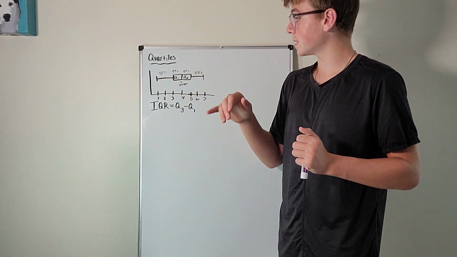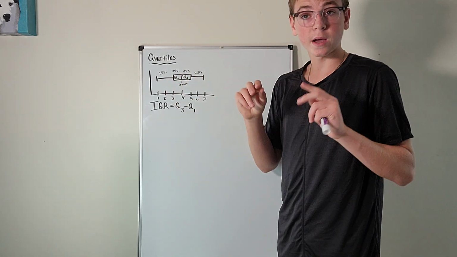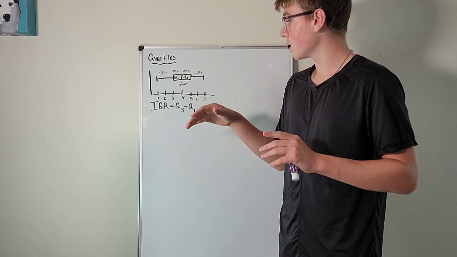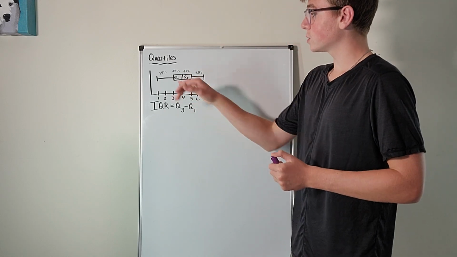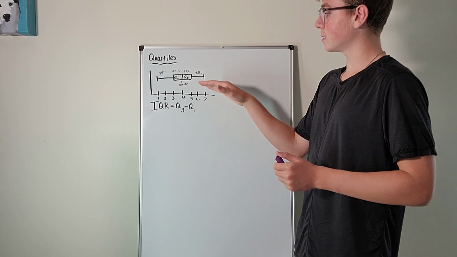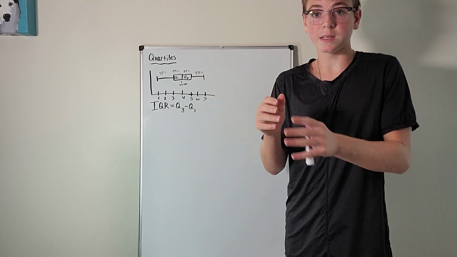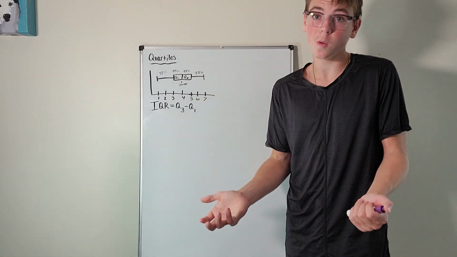So 25% of the data in the middle is quartile 1, on the left, and then quartile 3 will be to the right of that. So what we have is 25%, 25%, 25%, 25%. That's what a box plot does. It just separates these things into quarters. That's why they're called quartiles.